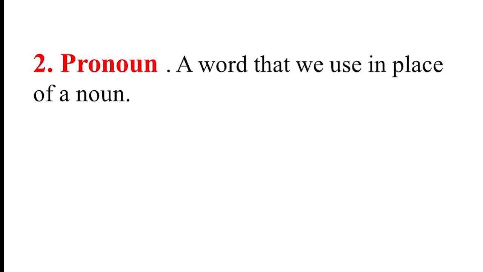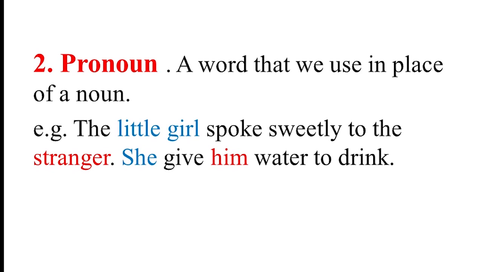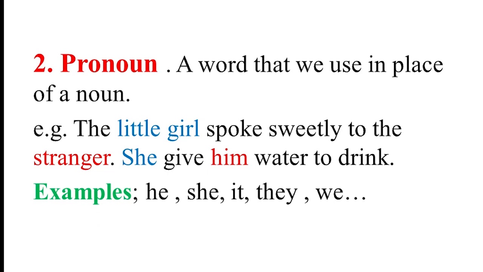The second one is a pronoun. A pronoun is a word that we use in place of a noun. For example, the little girl spoke sweetly to the stranger. Here the little girl and the stranger are nouns. Instead of those, she gave him water to drink. Instead of little girl we use she, and instead of a stranger we use him. So she and him are pronouns here. Other examples of pronoun words are he, she, it, they, we, and so on.